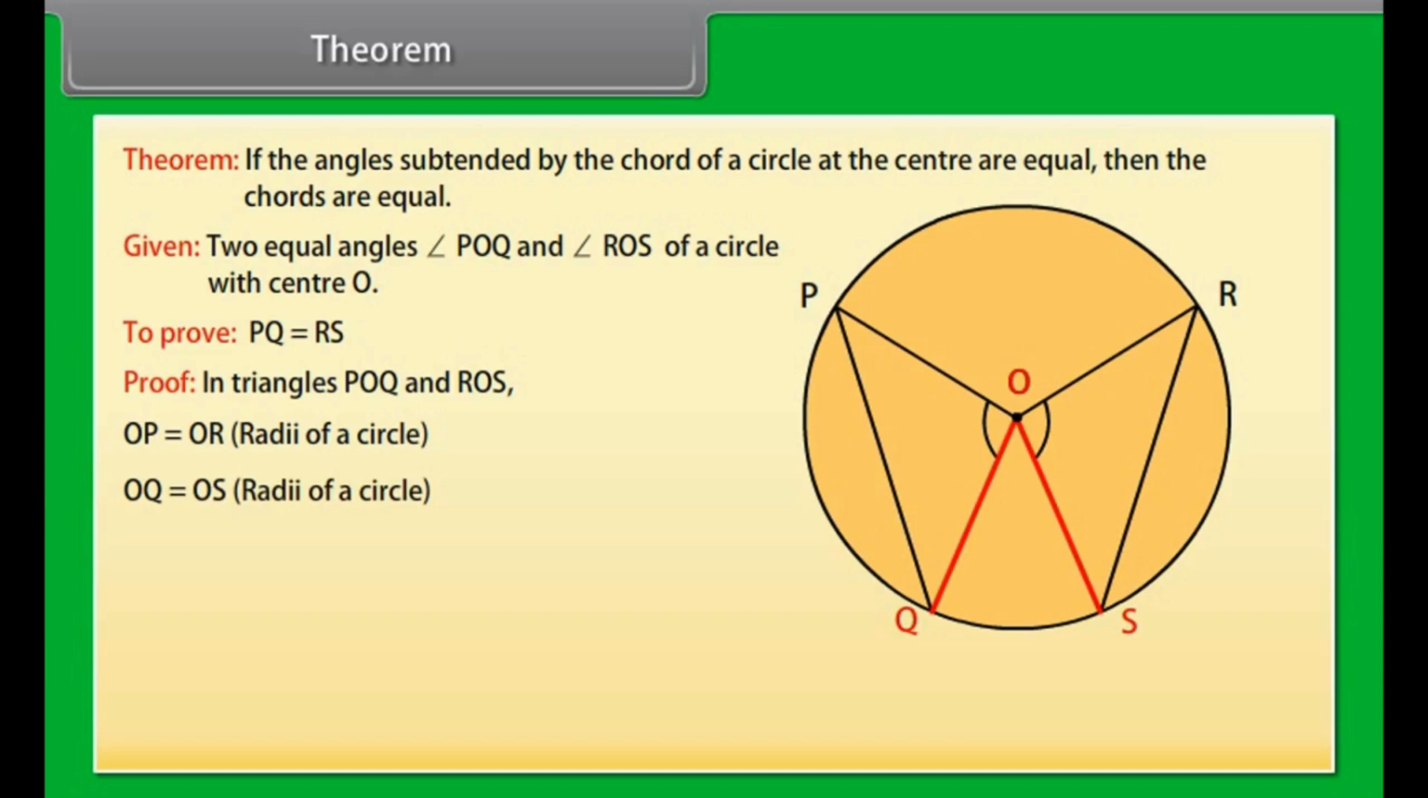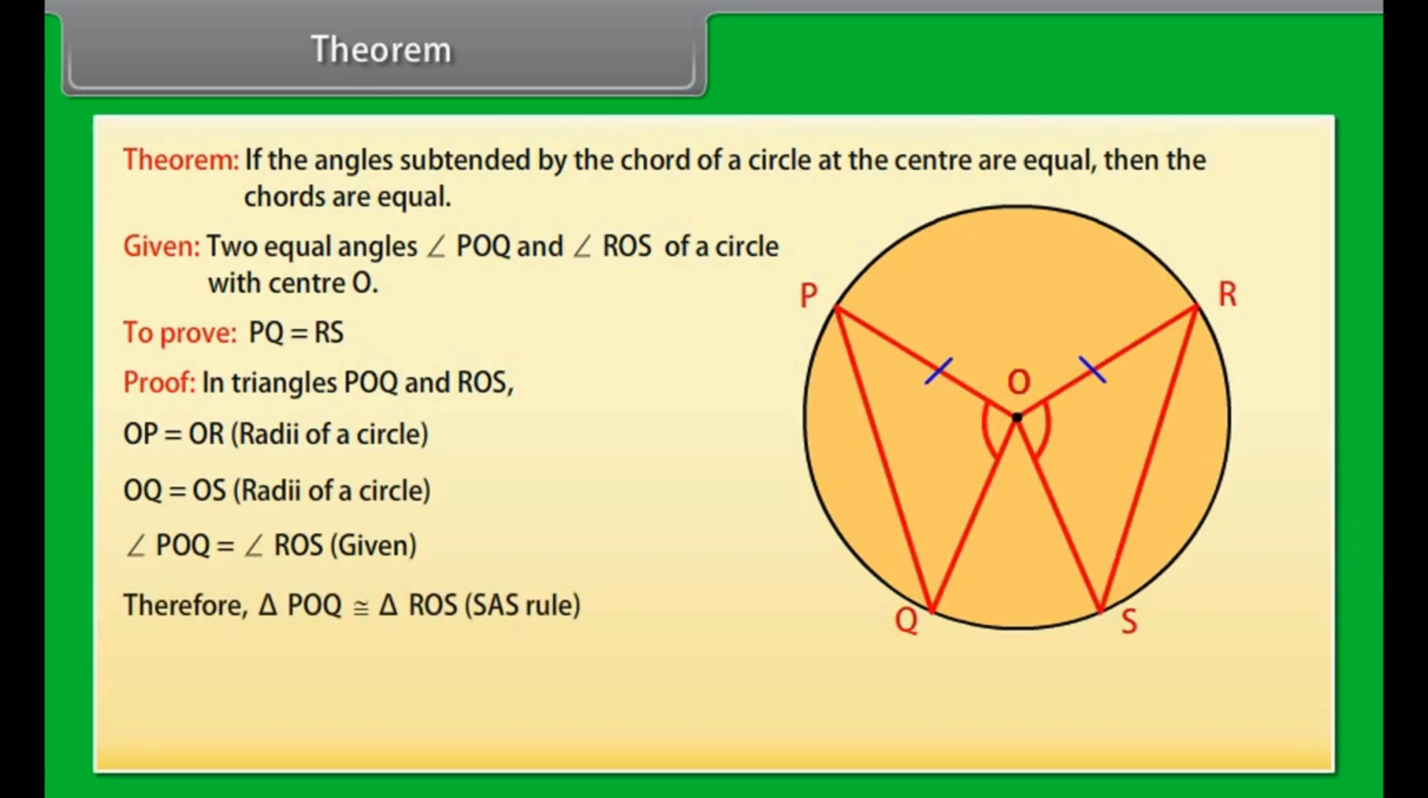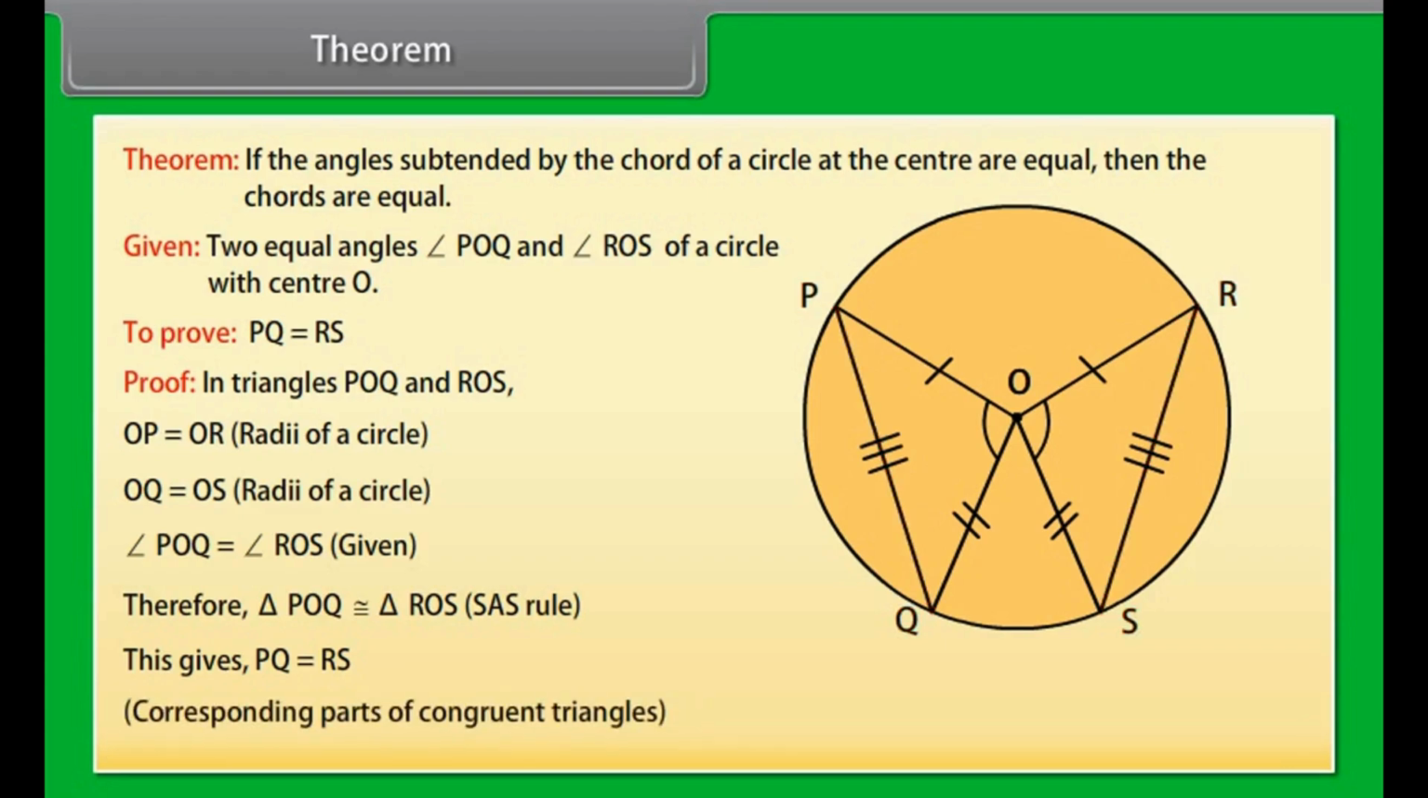These are also the radii of a circle. Angle POQ is equal to angle ROS, given. Therefore, by SAS congruence rule, triangle POQ is congruent to triangle ROS. This gives PQ is equal to RS, because corresponding parts of congruent triangles are congruent.